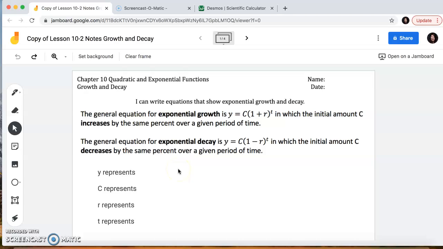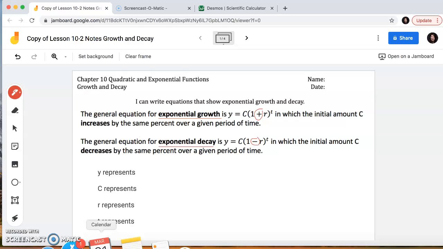Today you are going to be learning how to deal with growth and decay. So the learning target is I can write equations that show exponential growth or decay. And what you're going to see here is the general equation for exponential growth: y equals C, parenthesis, 1 plus r, close the parenthesis to the power of t. And exponential decay is the same. Notice how growth has a plus sign and decay has a subtraction sign.